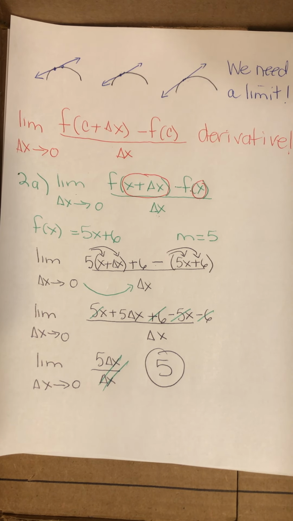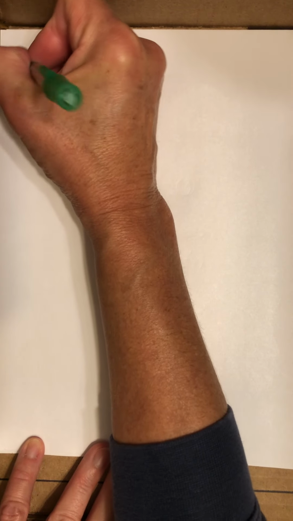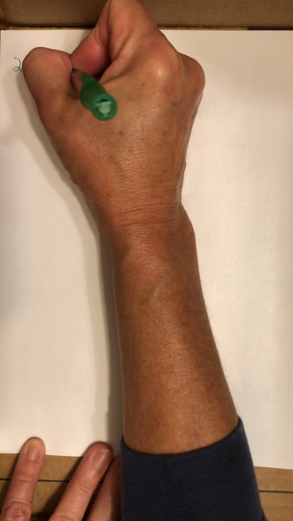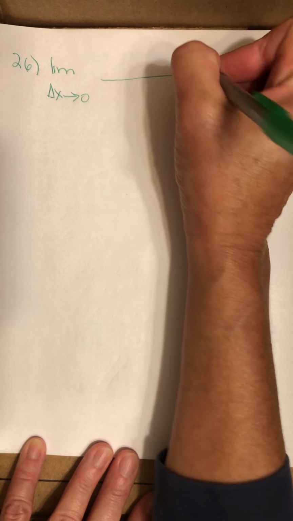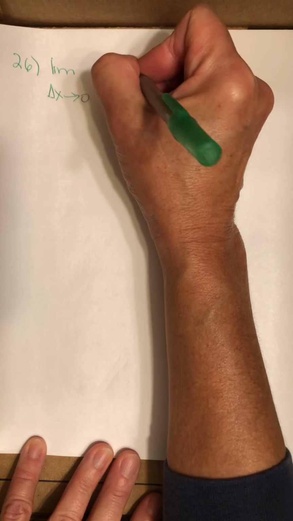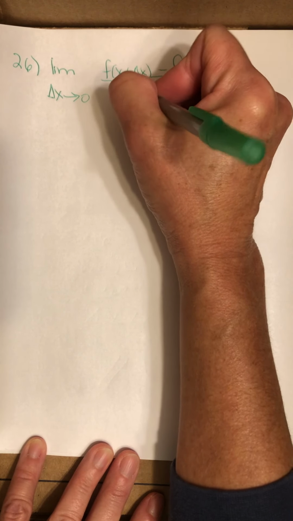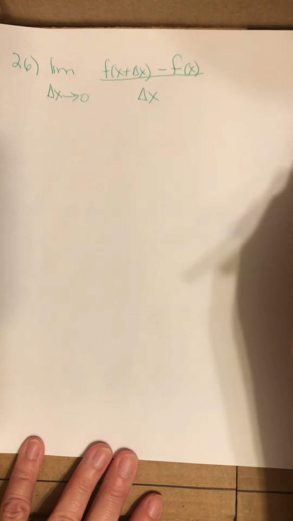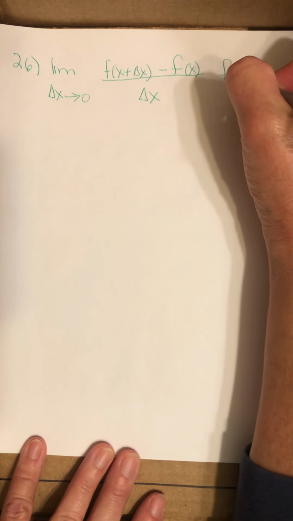Isn't that really cool? Let's try another example. So this is 2b. And let's try a new function. Again, we are being asked to find the limit as delta x approaches 0 of f of x plus delta x minus f of x all over delta x. This time, the function that they're giving us is going to be something you're used to, f of x equals x squared. There we go.